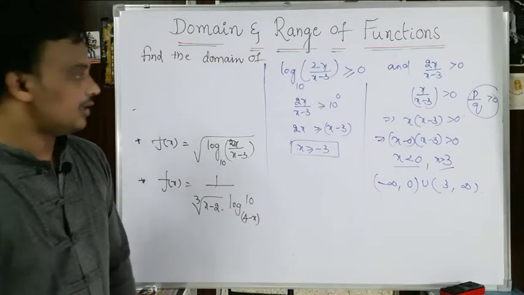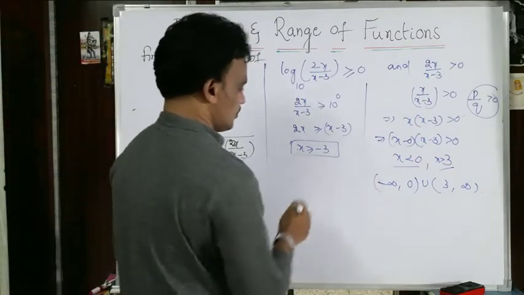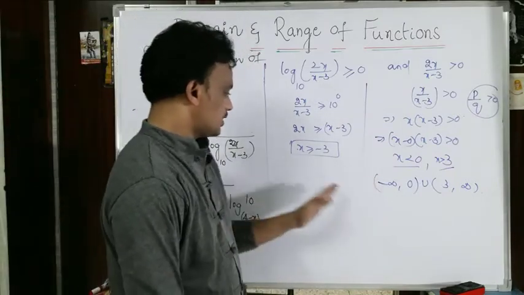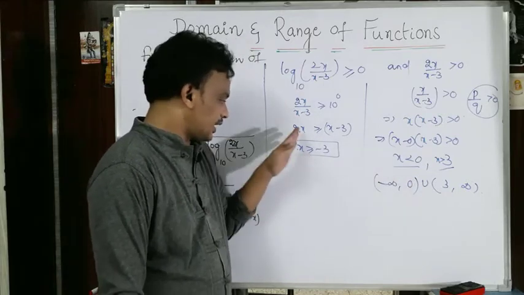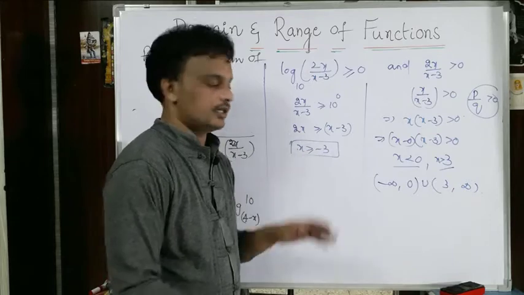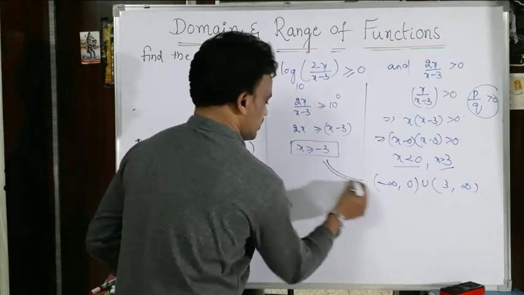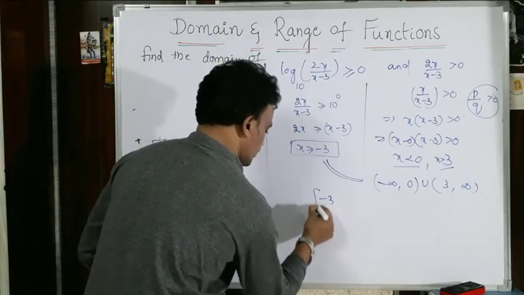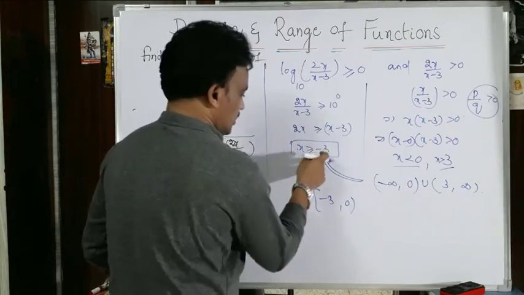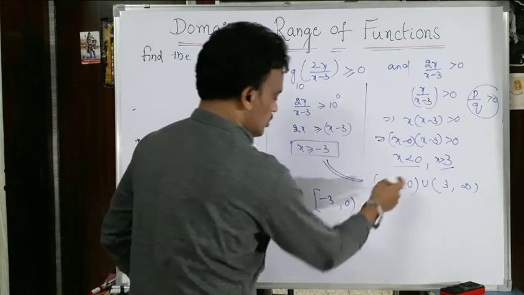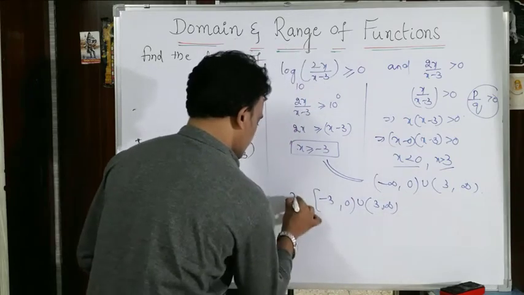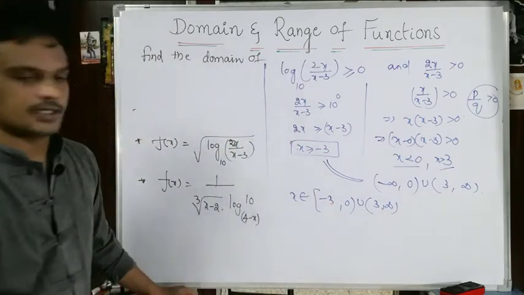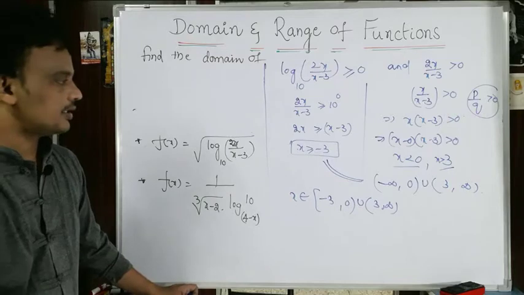Right. So, finally, what is the common solution between those two? So, minus infinity to 0 here, but here we can take only greater than or equal to minus 3. So, what is the common solution from this one? I can write, including minus 3 to 0, starting onwards, minus 3 to 0 union 3 to infinity, that is the domain of the function. Okay, right? Yes, come on.